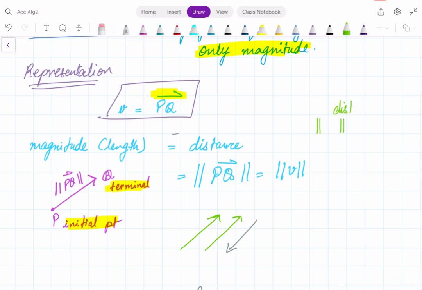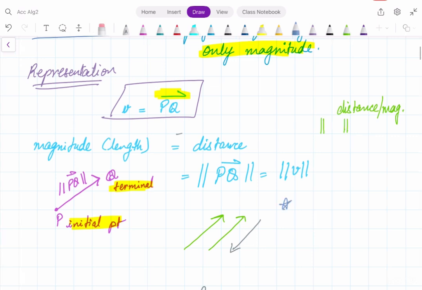You can also see there are two lines. Those two lines define the magnitude. So when vector v is written in between these two lines, that implies we are talking about the distance or magnitude. This is not the absolute value. In absolute value, we have one line on either side. In this case, we have two lines on either side.